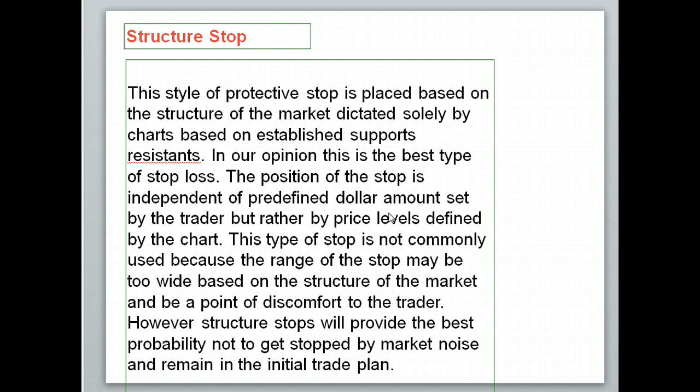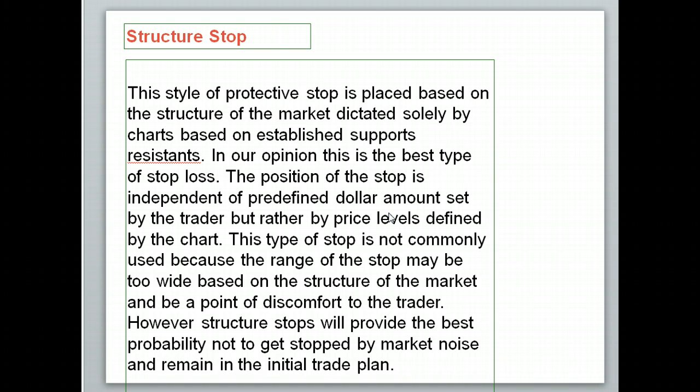This type of stop is not commonly used because the range of the stop may be too wide based on the structure of the market, and that could be a point of discomfort to the trader. However, the structure stops will provide you the best probability not to get stopped by the market noise and remain in the initial trade plan. So now let's review this.